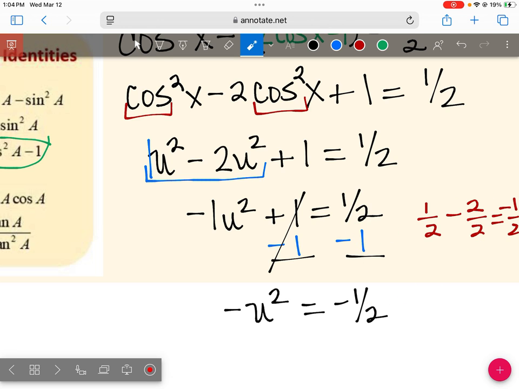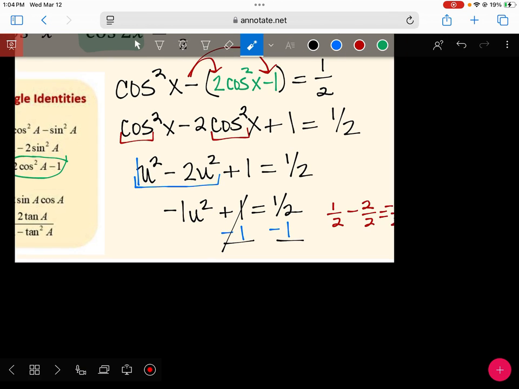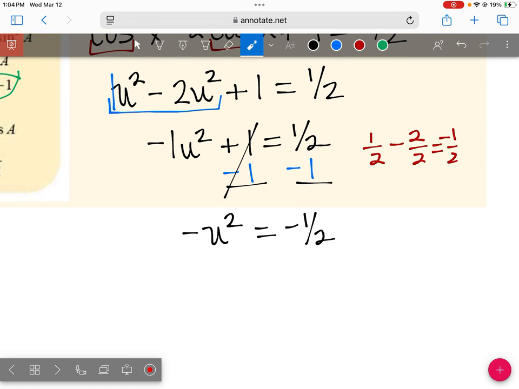Yes, Lyric. So going back here, this was a minus sign in front. We have to distribute the negative. So I have to multiply the negative by the 2, and then a negative by a negative makes it positive. All right, so now we have to divide both sides by negative 1, which gives you u squared is positive 1/2. Now we're ready to take our square root.